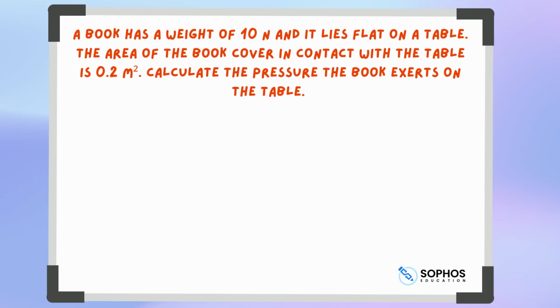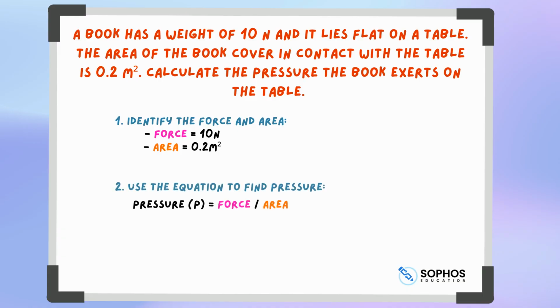Question 2. A book has a weight of 10 newtons and it lies flat on a table. The area of the book cover in contact with the table is 0.2 meters squared. Calculate the pressure the book exerts on the table. First, identify the given values. We know the force is 10 newtons and the area is 0.2 meters squared. Then we can apply the pressure formula. Therefore, the pressure is equal to 10 divided by 0.2, which gives us 50. Thus, the book exerts a pressure of 50 pascals on the table.